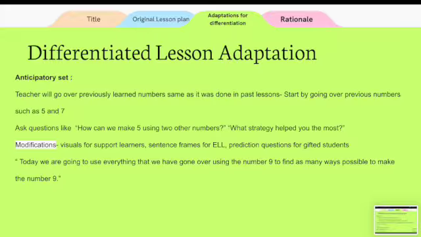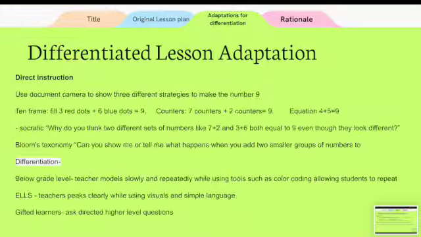We are going to keep doing the same thing as well, introduce to them that we are going to find as many ways possible to make the number 9. Moving forward, we go into our direct instruction. We are going to use the document camera to show 3 different strategies of making the number 9.